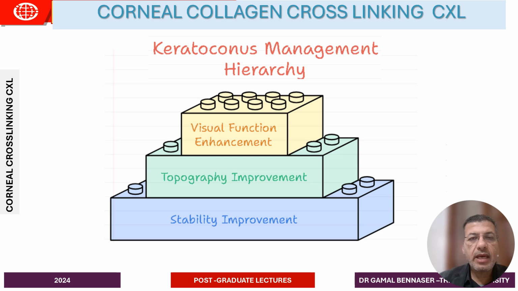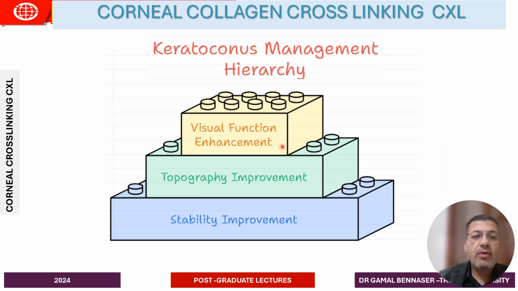Before I start the lecture and explore the details of corneal cross-linking, I would like to remind you of this hierarchy that you are familiar with, as we explained it in the lecture of Comprehensive Guide on Keratoconus. Now, why is this lecture important? Because, as we said before, the management of keratoconus is based mainly on these three squares and this hierarchy. We have to stabilize the disease first, then improve the shape of the cornea and the topography, and at the end improve the visual function and visual quality.